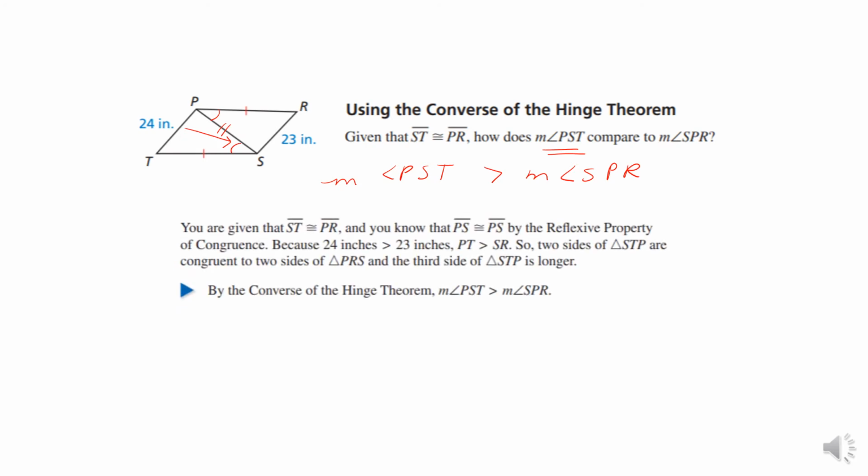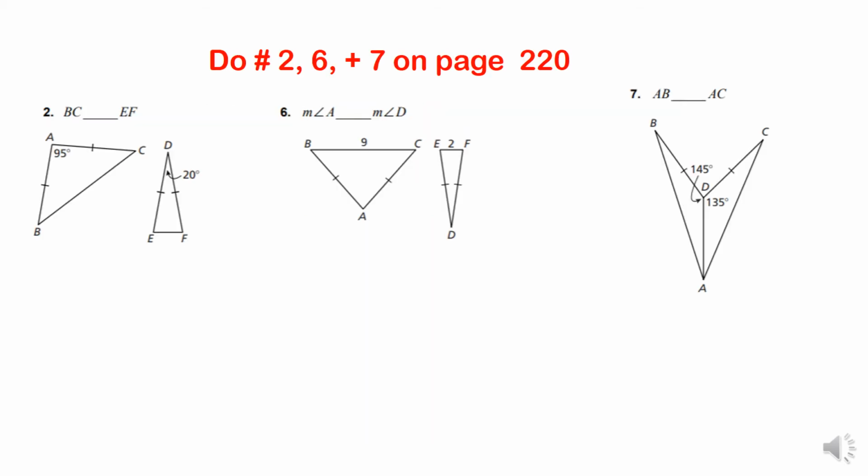And here's your explanation. Okay, so now what you're going to have to do is apply it and decide which of these theorems you're going to use. Okay, so look at this. I can see that, oh, these are both isosceles triangles and both sides are equal.